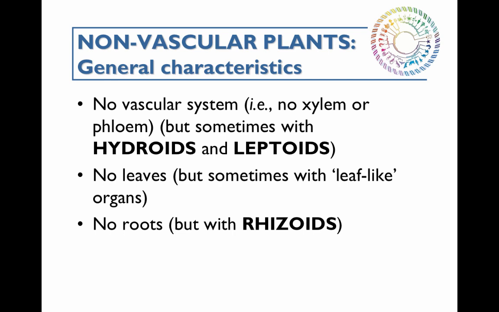The root-like organs non-vascular plants have are known as rhizoids. They are involved in water uptake, and they're also involved in anchoring the plant to the substrate. But they are not true roots because they do not have a vascular system.